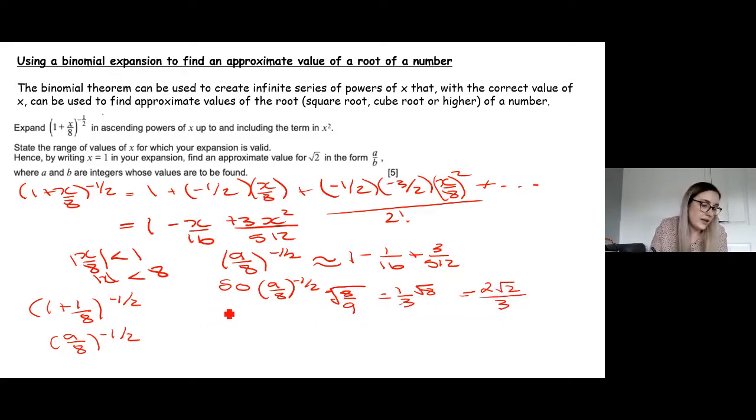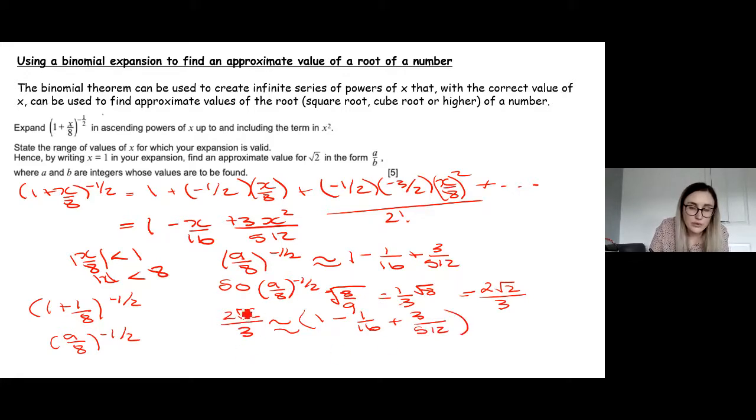Okay, so now we know that, we can put 2 root 2 over 3 is going to be approximately equal to this. Sorry it's a mess, but if we just follow along. So putting this here, we are going to get 1 minus 1 over 16 plus 3 over 512.